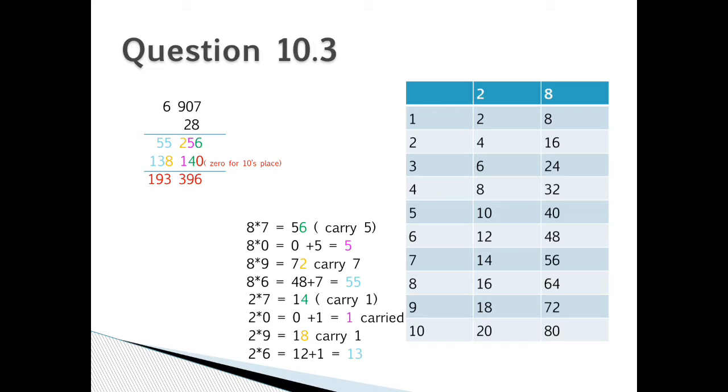Then you need to add your 0 for the tens place. 2 times 7 is 14. Write down the 4, carry 1. 2 times 0 is 0 plus the 1 that you carried is equal to 1. You write down the 1. 2 times 9 is equal to 18. You write down the 8, carry the 1. 2 times 6 is equal to 12 plus the 1 you carried will give you 13. And then you add the numbers together. 55,256 plus 138,140 will give you 193,396.